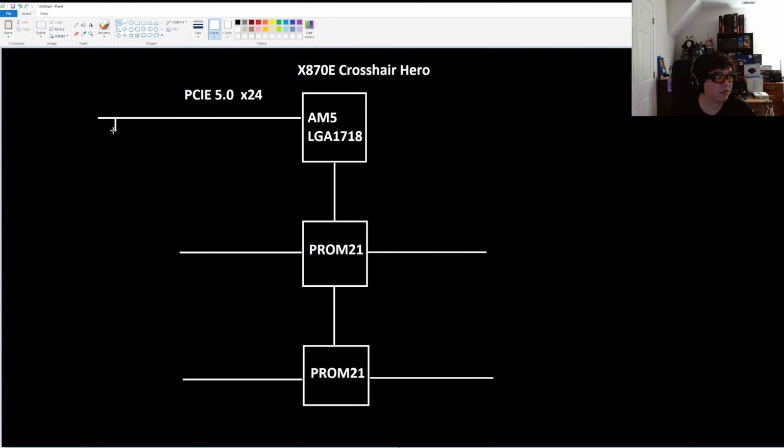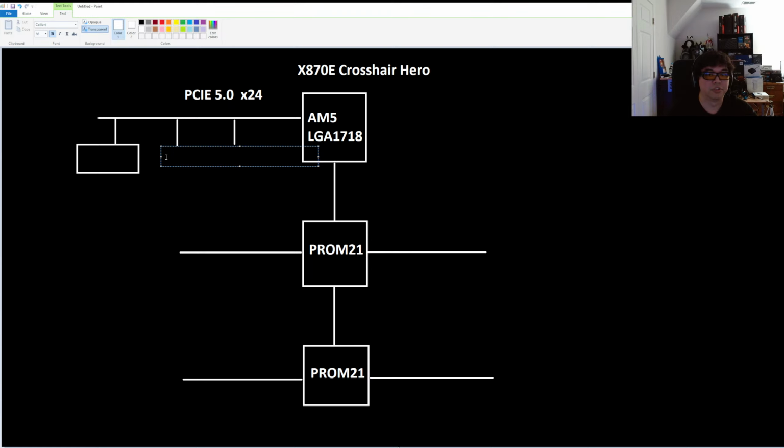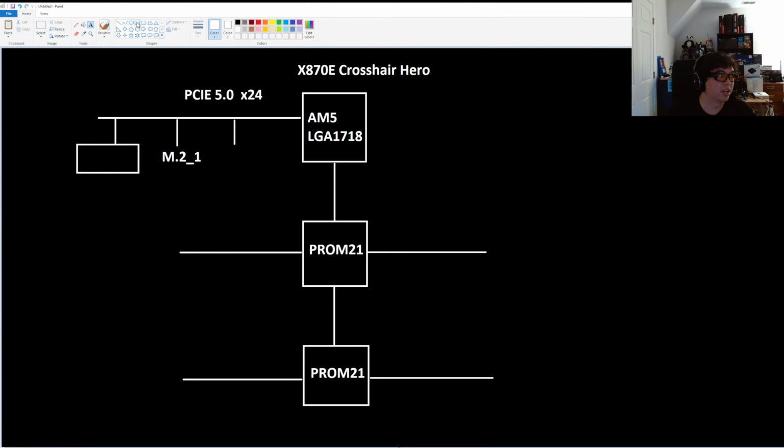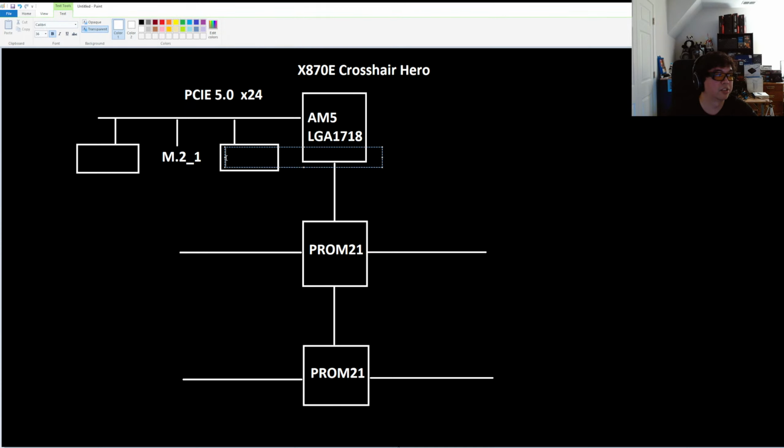So on here, there are 3 things that plug in, and these go direct to the CPU. You have a switch, a PLX switch. You have an M.2, so you have M.2_1. And you have a USB 4 controller.